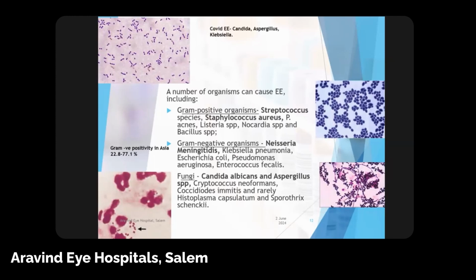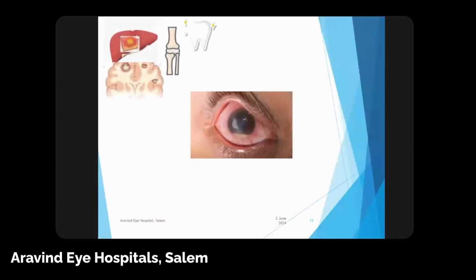Endogenous endophthalmitis has been reported in COVID infections as well, in patients affected with COVID, and these were the common organisms that were implicated. Most common are abscesses of the liver, brain, osteomyelitis, tooth abscess. These are the sites from where the bacteria or the fungi can enter the bloodstream and come to the eye.